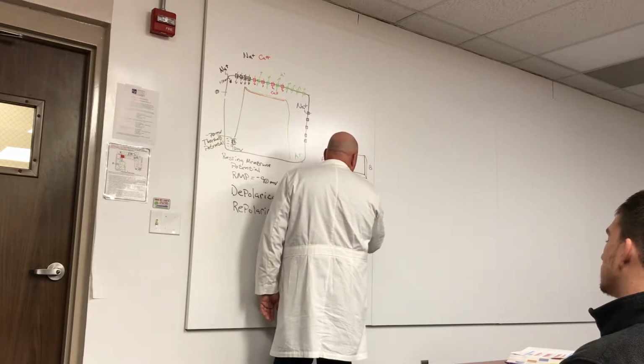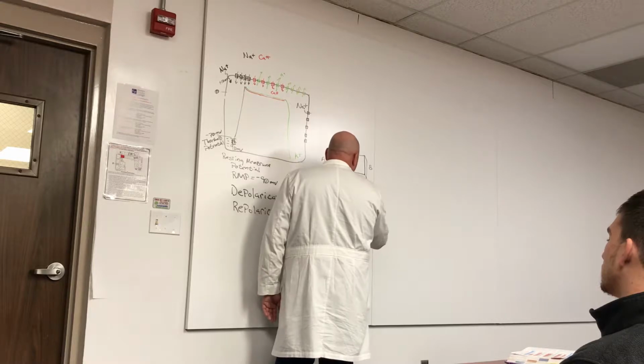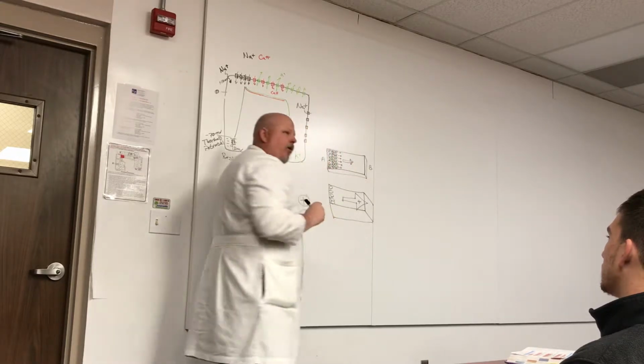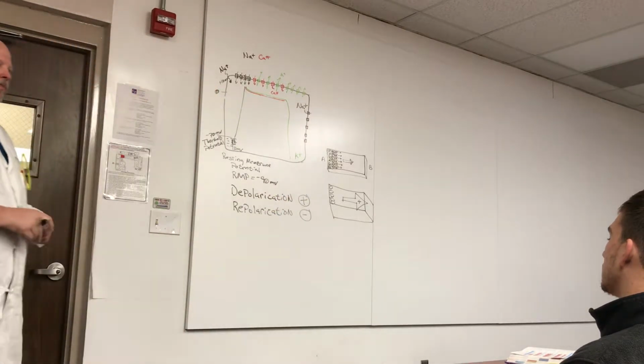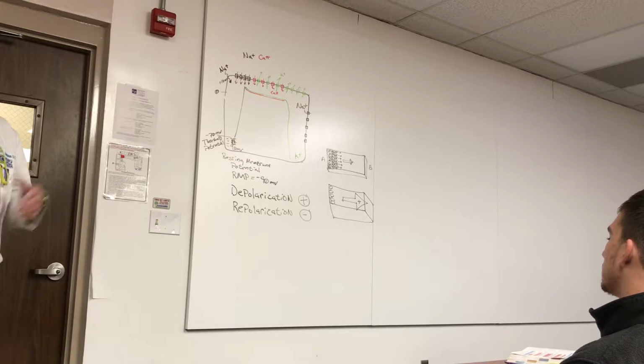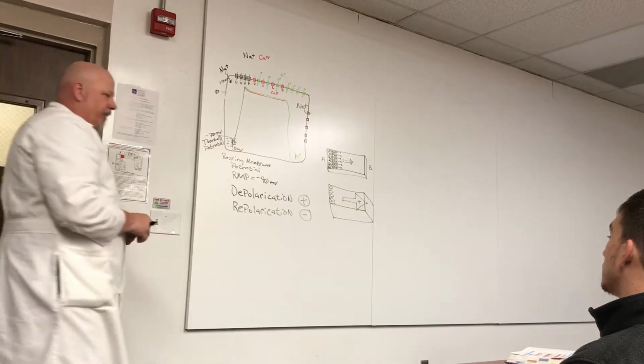I end up with a bigger arrow. It's a stronger vector. Okay? Does that make sense? More tissue, more cells, more vectors, more strength of the vector.